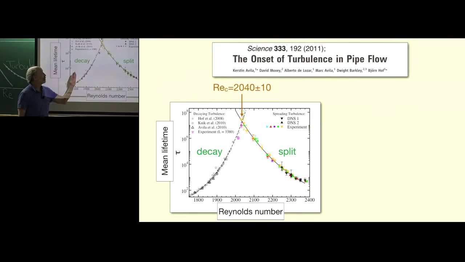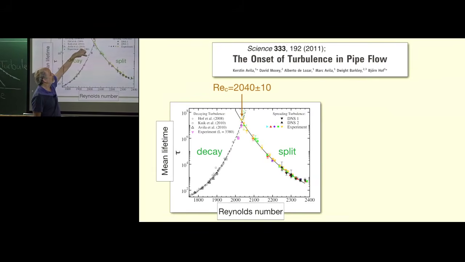And so the way you should think about that is, if you're to the left of here, the decay time scale is shorter than the splitting time scale. So if you start off with turbulence, you're decaying more. Your decay to laminar flow is more likely than your spreading, which means asymptotically you expect the flow to be just laminar. Above this point, this time scale is shorter than the decay time scale, so you're spreading more rapidly than you're decaying. So asymptotically, you expect the turbulence to persist here. Okay.